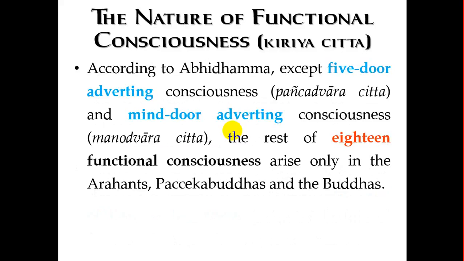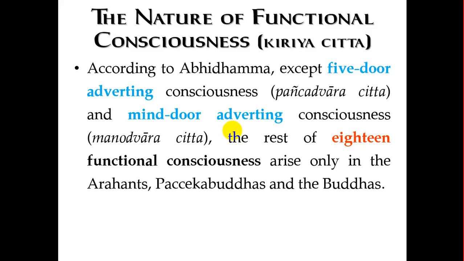According to Abhidhamma, except two consciousnesses: the first one, five-door advancing consciousness, Pancha Dwara Cheda, and mind-door advancing consciousness, Mano Dwara Cheda. Except these two, the rest of the functional consciousness arise only in arahants, Pacceka Buddhas and the Buddha. So we have 20 types of functional consciousness.